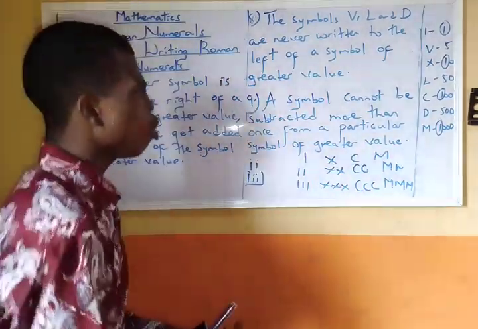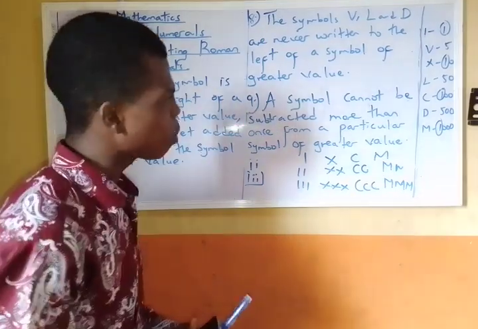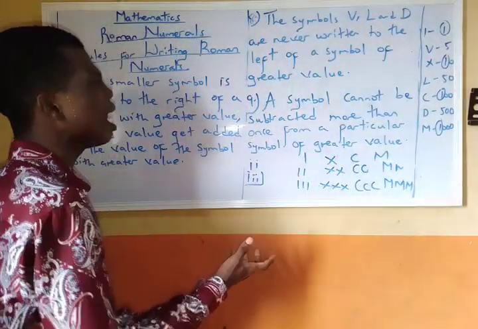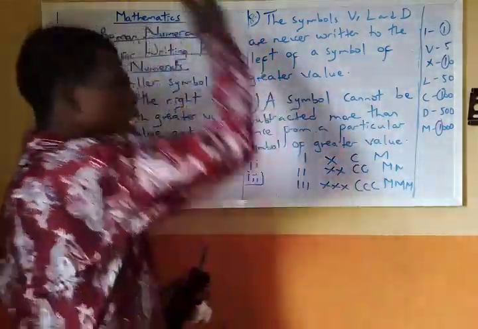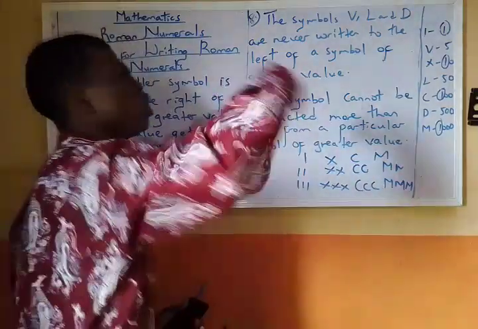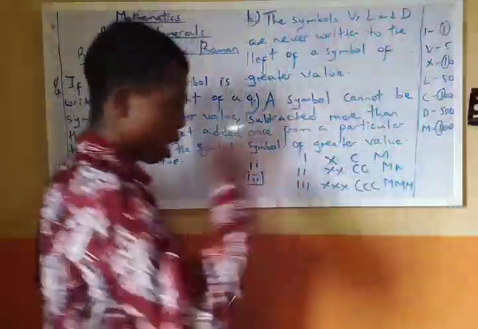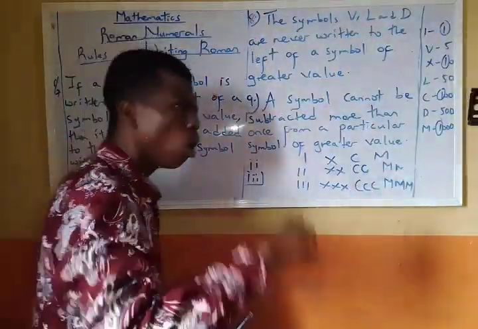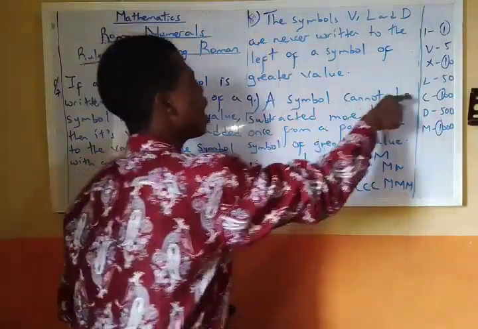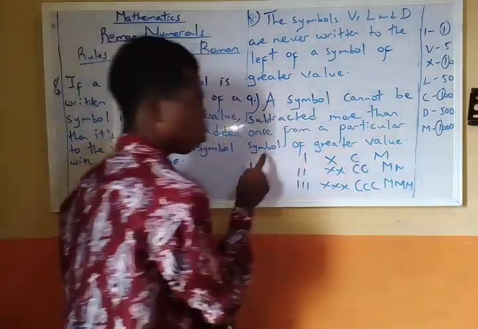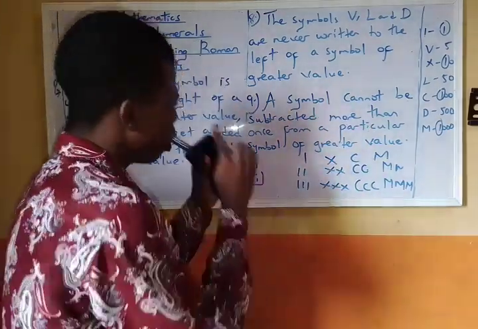All are making sense now. So in Roman numerals, you can subtract only once. A symbol can be subtracted only once from a particular symbol of greater value; a symbol cannot be subtracted more than once. It must not pass 1. Not more than 1. So a symbol cannot be subtracted more than once from a particular symbol. That means it can only be subtracted once.